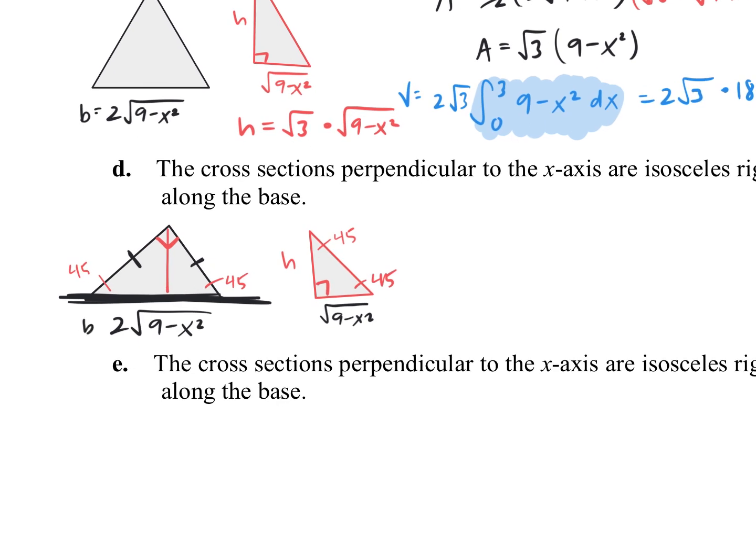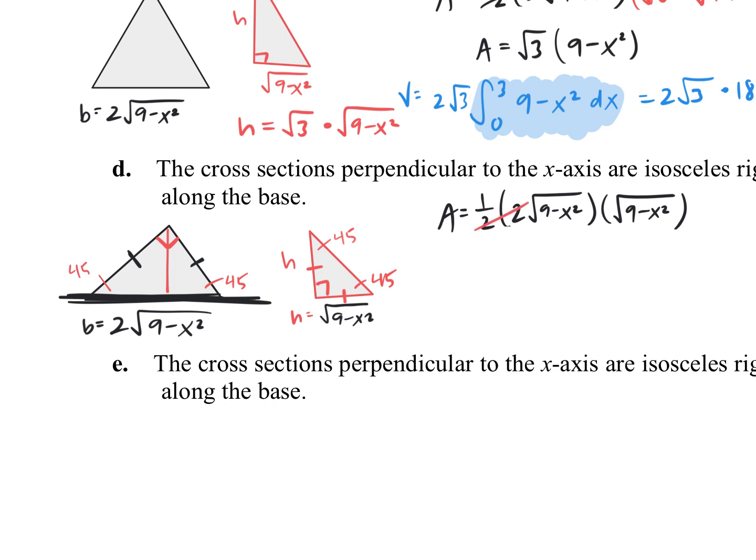So this is my base. This is my height, okay, because these are both the same thing. It's also another isosceles triangle. And then I can go ahead and find my area. Before I do that, though, are we okay with how I got the base and the height there? Okay, so your area is 1/2 times your base, which is 2 square root of 9 minus x squared, times your height, which is the square root of 9 minus x squared.